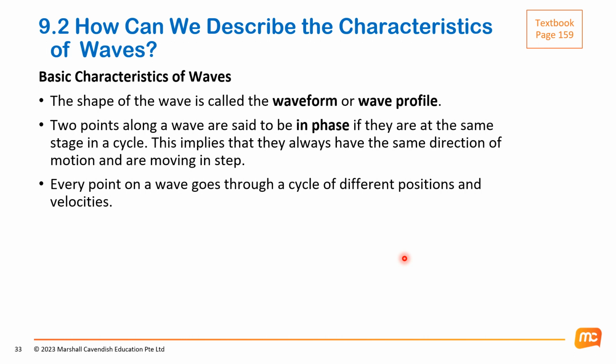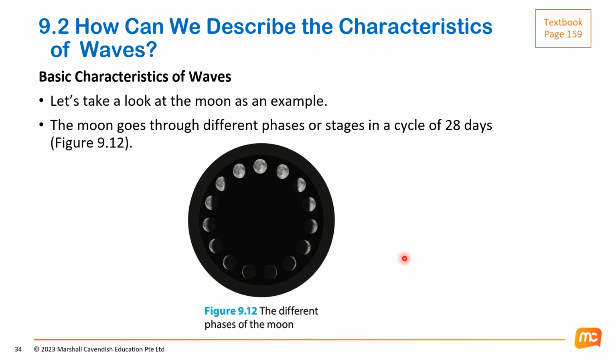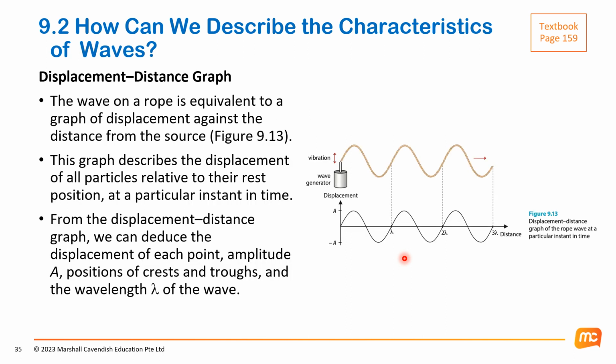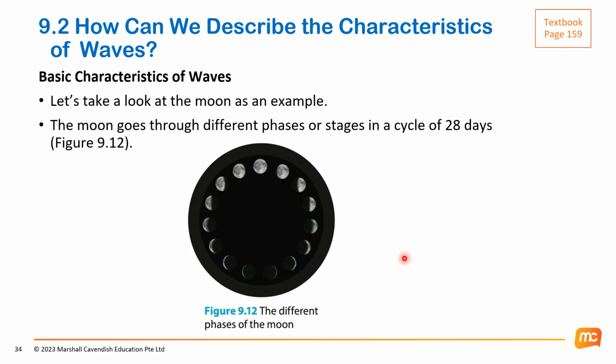Taking the moon as an example, we know that the phases of the moon go through a cycle of 28 days. This time of 28 days is very useful, and in fact before modern timekeeping methods, the moon was one of the ways that ancient peoples used to keep track of time, because this was something that repeated constantly and regularly. The same thing happens for waves.